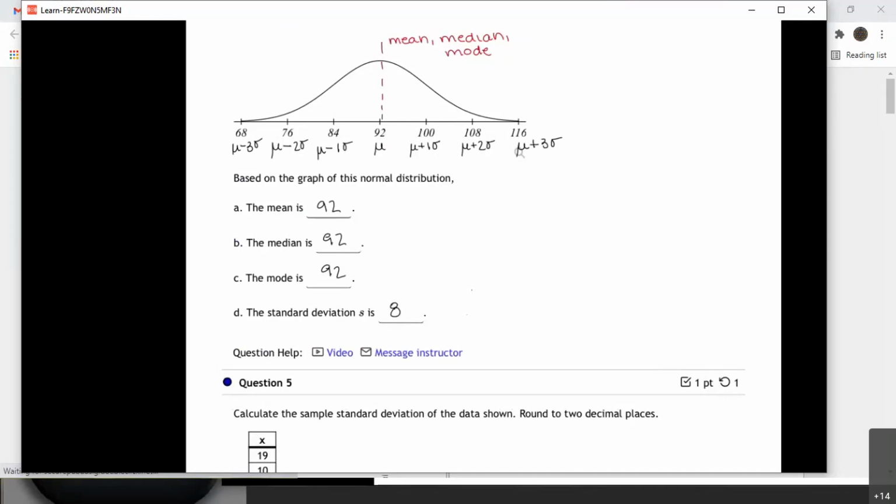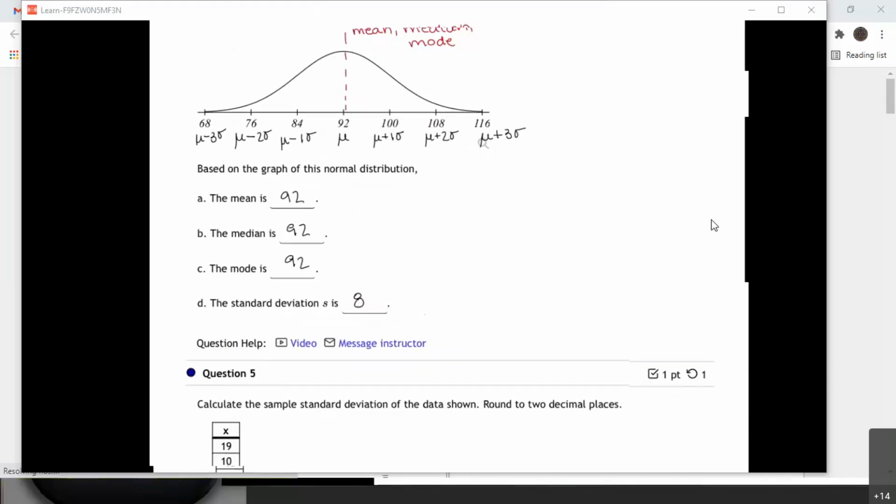Questions on number 4? Questions on the basics of a normal distribution? No? Not hearing any? Okay, this picture is really important for a normal distribution. So please make sure you understand all the aspects of that type of picture.